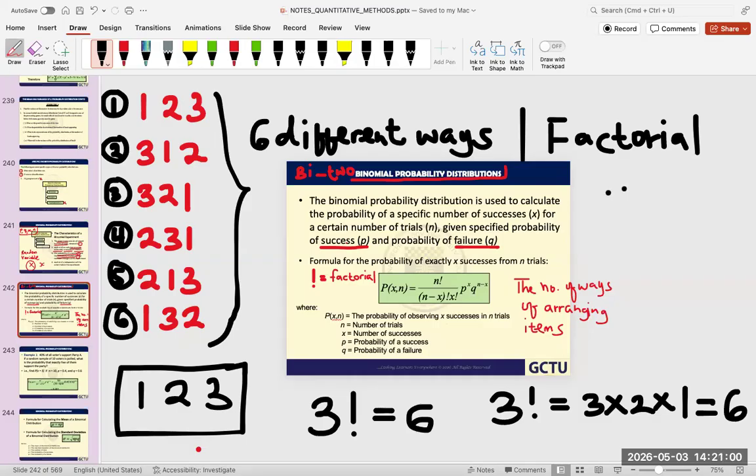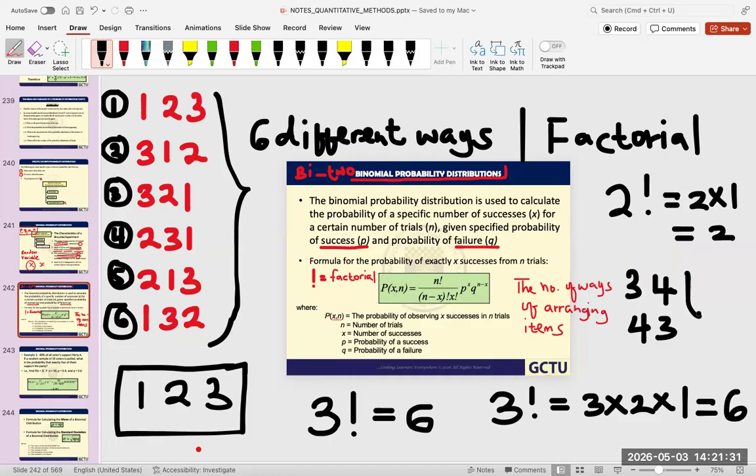Now, in the same way, if I write 2 factorial, it means the answer will be 2 times 1, which is 2. Meaning, how many ways can you arrange 2 items? So if I have 2 items like 3 and 4, how many ways can I arrange them? I can either make it 3 and 4 or 4 and 3. And that will become 2 different ways, which we know as 2 factorial.